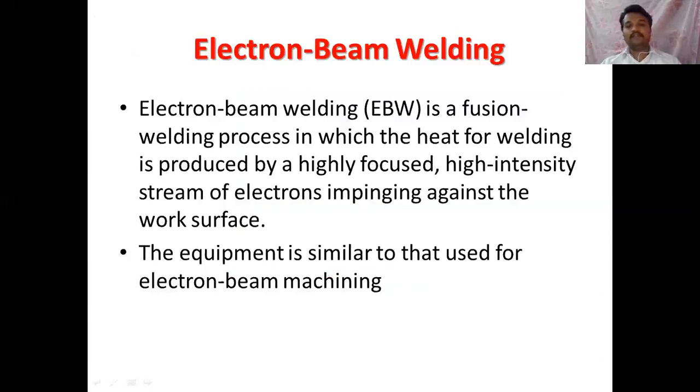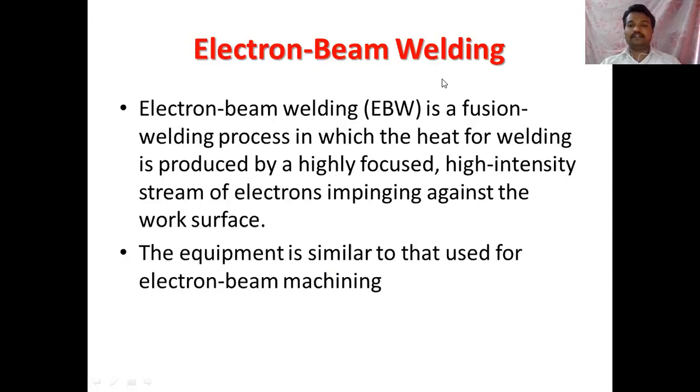Electron beam welding, in short we call it EBW, is a fusion welding process in which the heat for welding is produced by a highly focused, high intensity stream of electrons impinging against the work surface. In the previous welding processes, we have seen that heat is liberated either from a chemical reaction, or we have used an external electric supply to generate the heat. Here, in this special welding process, we are going to use electrons to generate the heat.